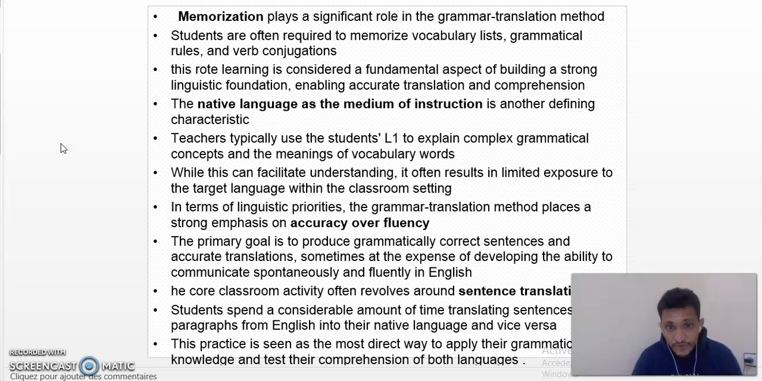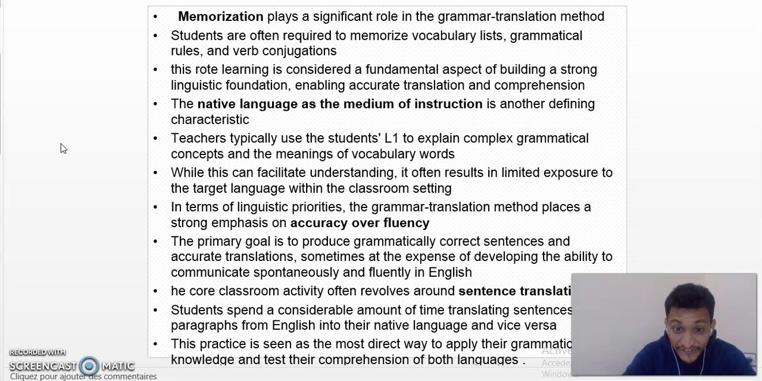The native language as the medium of instruction. So, in order to know whether students understand the instructions, what do we use? We use the L1, that is, the native language. Teachers typically use the students' L1 to explain complex grammatical concepts and the meaning of vocabulary. So these vocabulary words, we use the L1 to explain them to students.